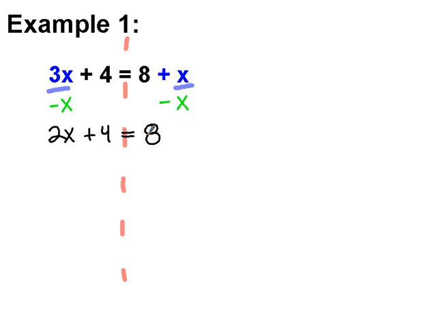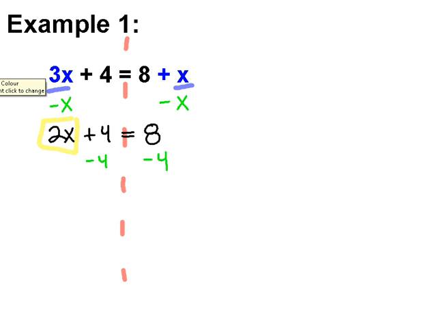And now, hopefully, this is starting to look a little bit more like those equations that we were doing in 3.1 and 3.2, where we have to do one or two extra steps here. So the next step is I want to isolate that variable term. Remember, that means I want to get this term by itself. And in order to do that, we're going to subtract 4 from both sides.